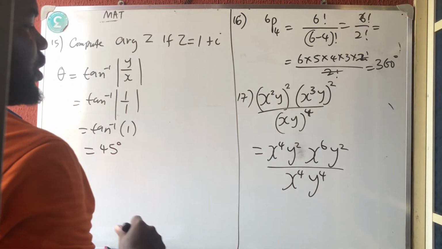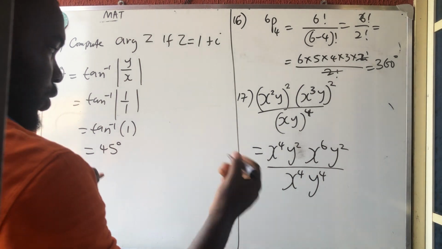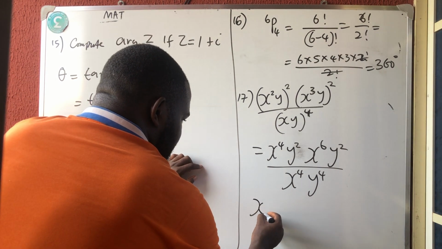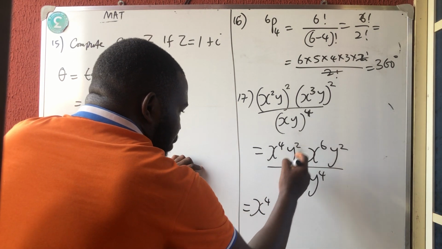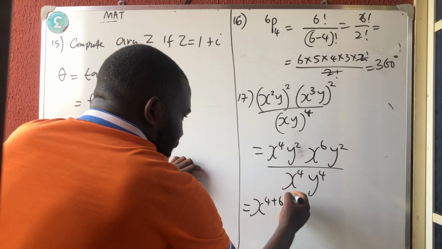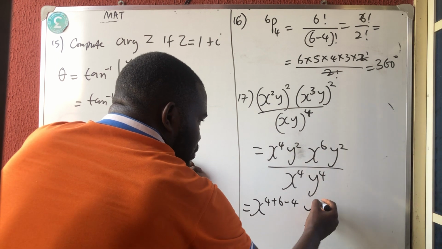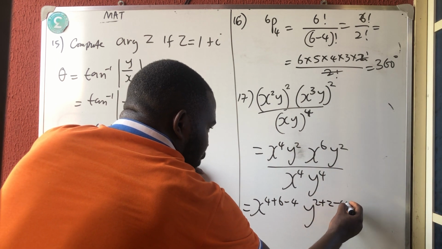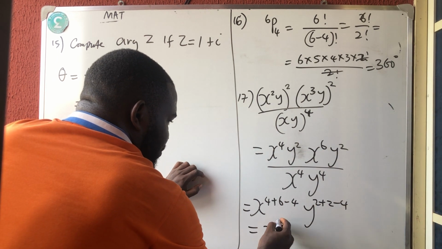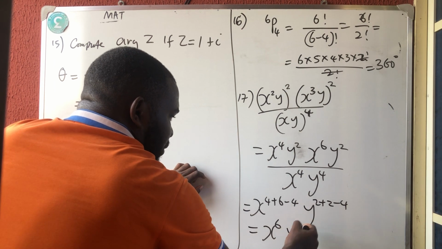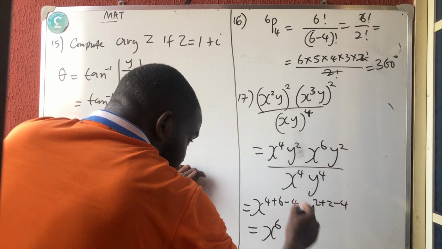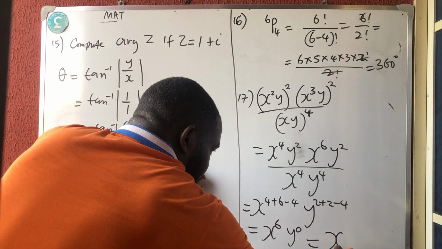In fact, you can start cancelling out if you don't want to use indices. But if you want to use indices, you are going to have x raised to power 4 plus 6, then minus 4, because this one is the denominator. Then y will now be what? 2 plus 2 minus 4. So I'm left with x raised to power 6 here. Then I'm left with y raised to power 0 here, and y raised to power 0 is 1. So this times 1 will give you x raised to power 6.